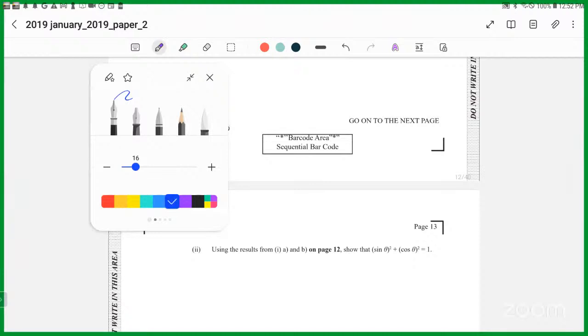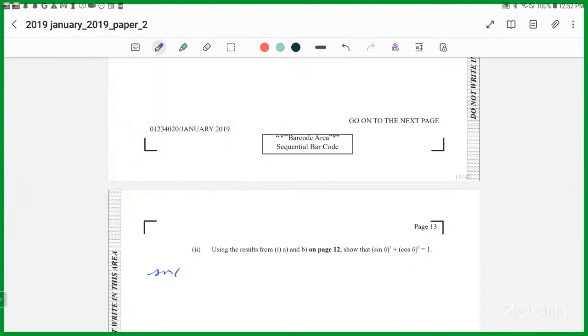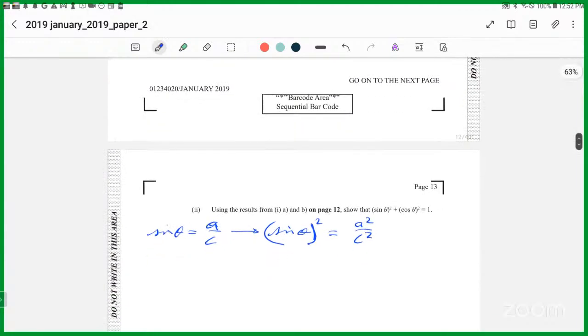We have the sine theta equal to A over C, which therefore means if we square this, then the sine theta squared is equal to A squared over C squared. And the cos theta is equal to B over C, which means that the cos theta squared is equal to B squared over C squared.